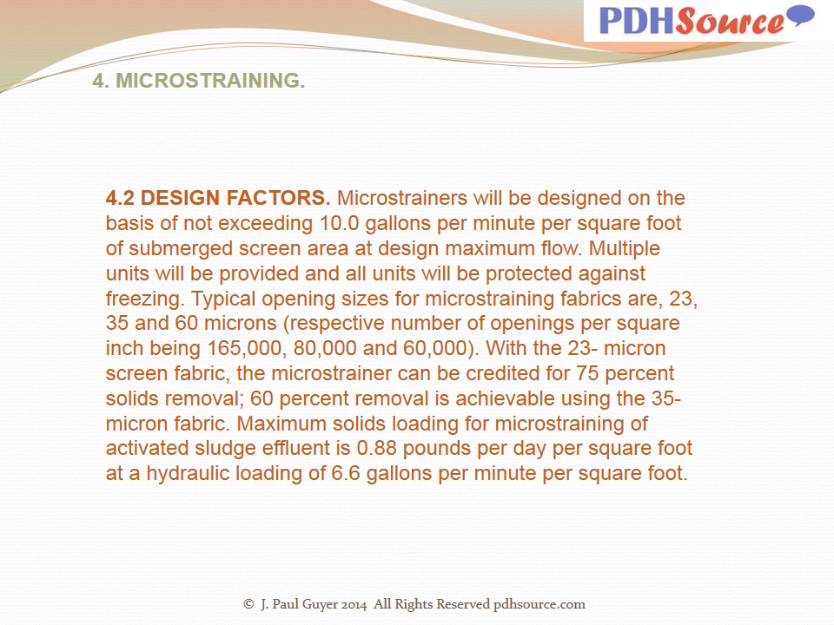Respective number of openings per square inch being 165,000, 80,000, and 60,000. With the 23 micron screen fabric, the microstrainer can be credited for 75% solids removal. 60% removal is achievable using the 35 micron fabric, and maximum solids loading for microstraining of activated sludge effluent is 0.88 pounds per day per square foot at a hydraulic loading of 6.6 gallons per minute per square foot.